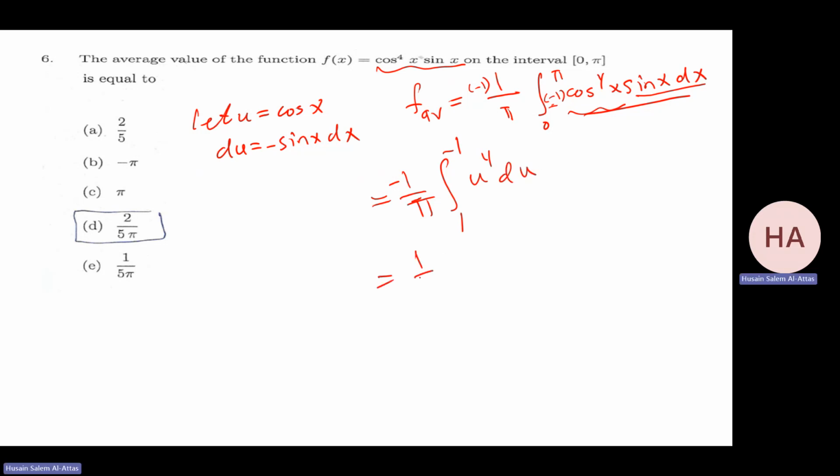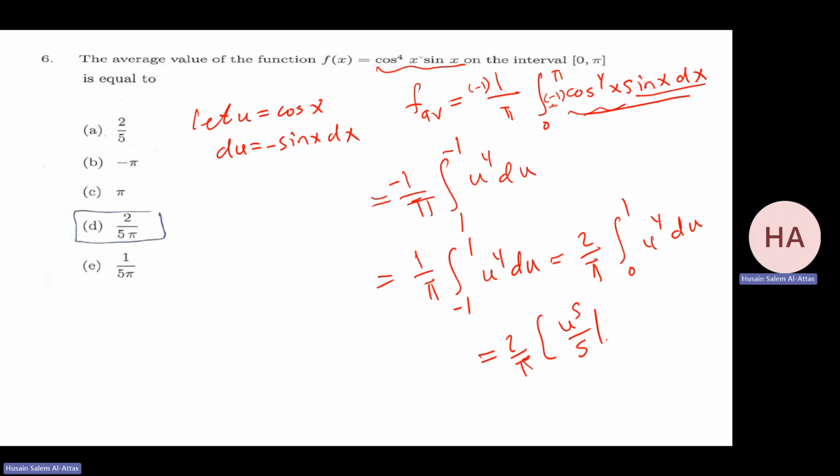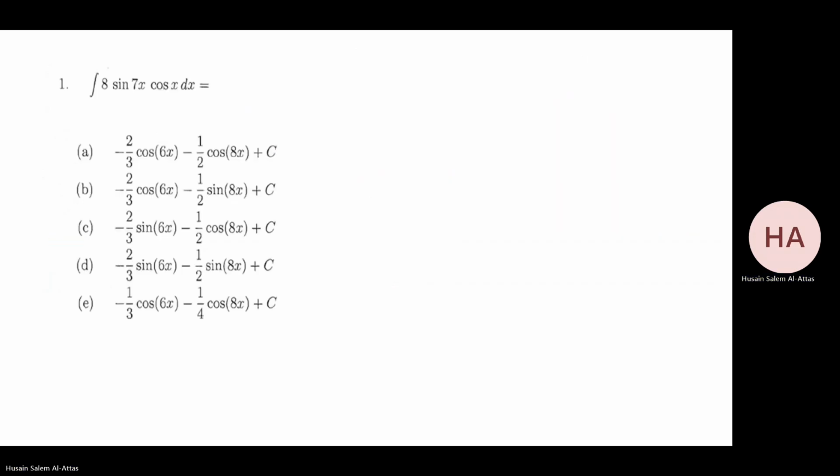Get rid of this minus and make it 1 over pi, integral from minus 1 to 1 of u to the power 4 du, which is even, so I can make it more. That will be 2 over pi, integral from 0 to 1 of u to the power 4 du. Yeah, that makes it easier. 2 over pi times u to the power 5 over 5 from 0 to 1. That gives me 2 over 5 pi, which is this one.